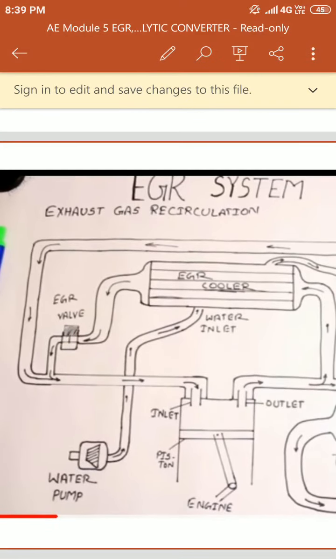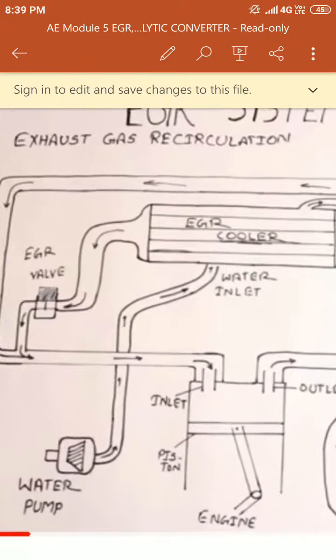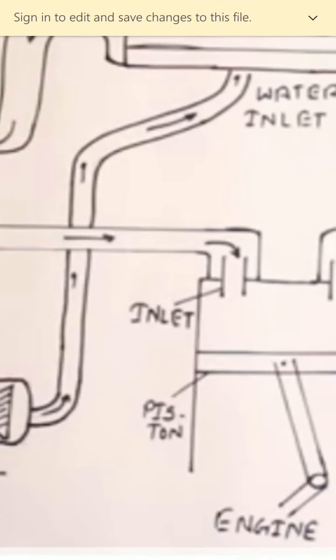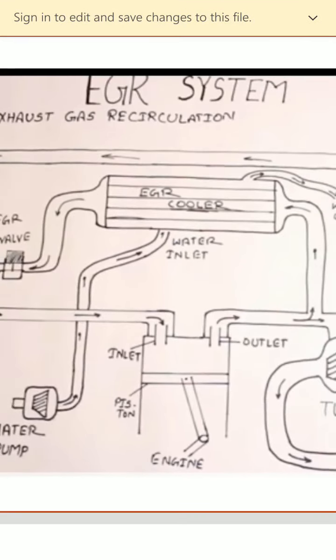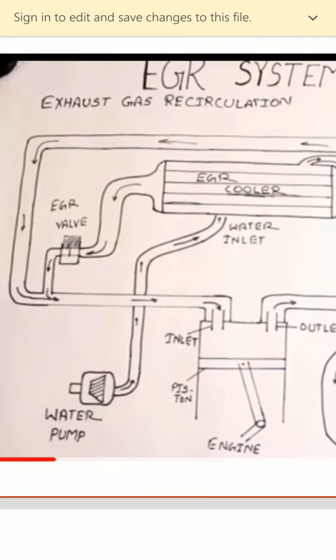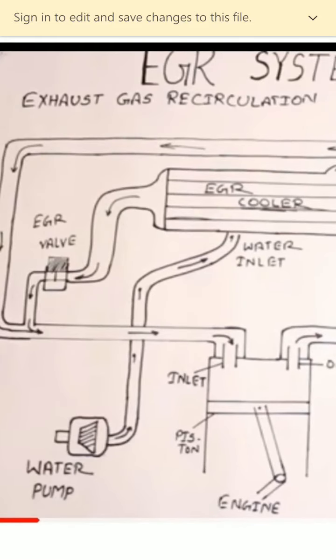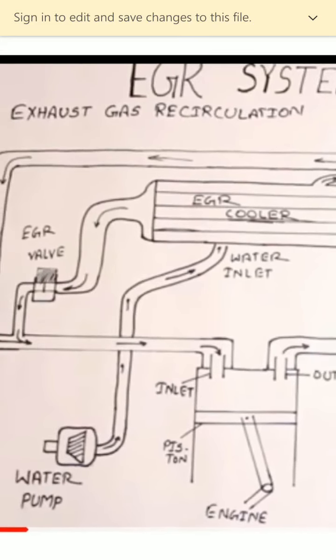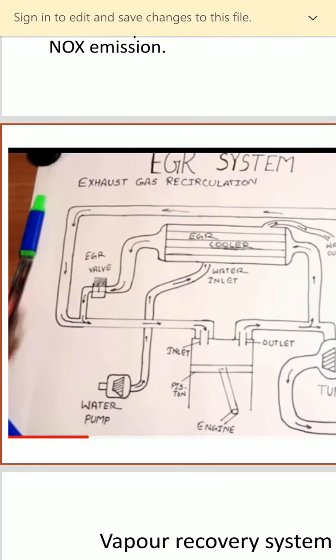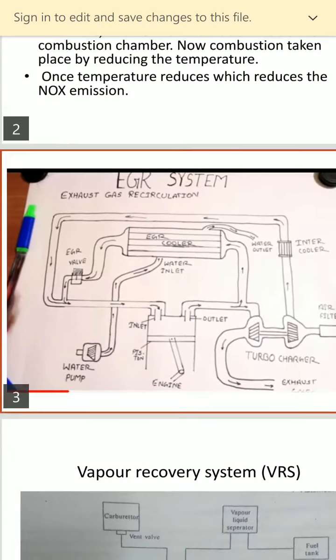Now the temperature of the air entering the inlet of the engine will be low. Then combustion takes place, with the temperature of the air reduced. Once the temperature is reduced, the NOx emission can be reduced. This is in general the EGR system.